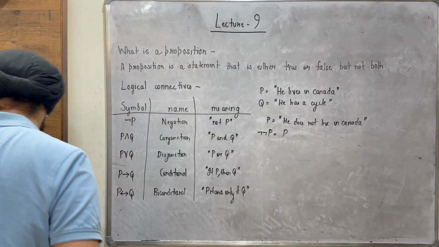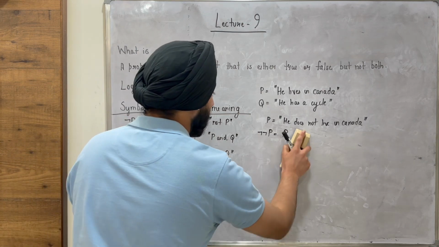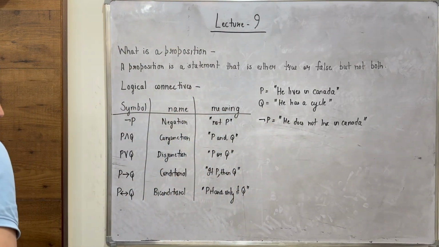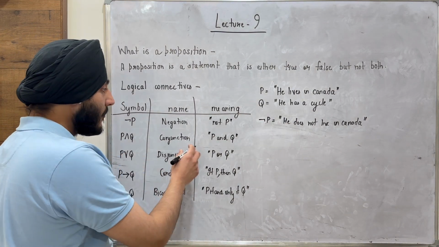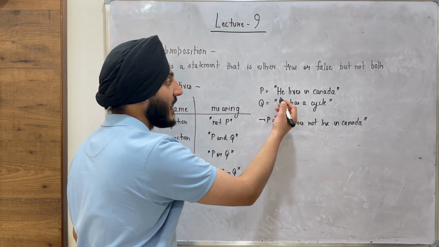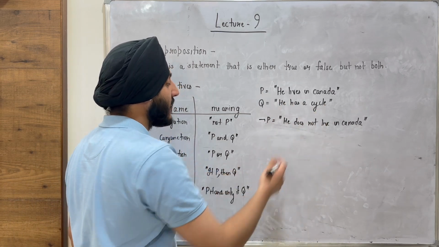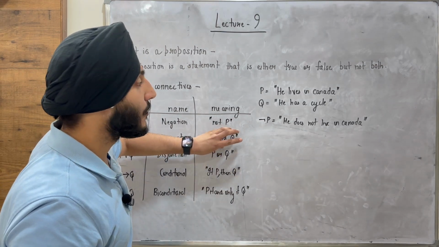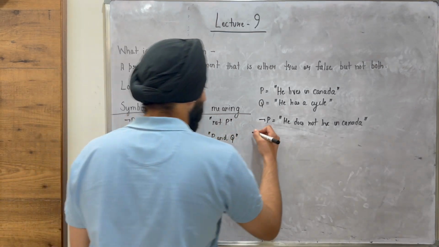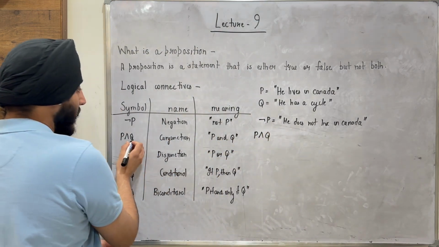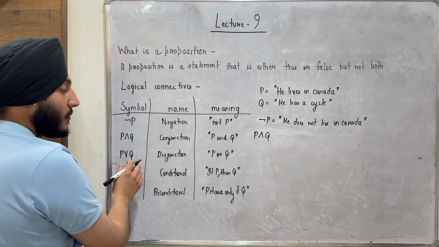Okay, moving on. Let's try to understand what is conjunction. Conjunction basically means P and Q, right? So whenever you have two propositions, let's say I have he lives in Canada and he has a cycle, then its conjunction is going to be, we just add an and in between both the sentences, right? So this is going to be the symbol, right? So don't confuse both these symbols over here.